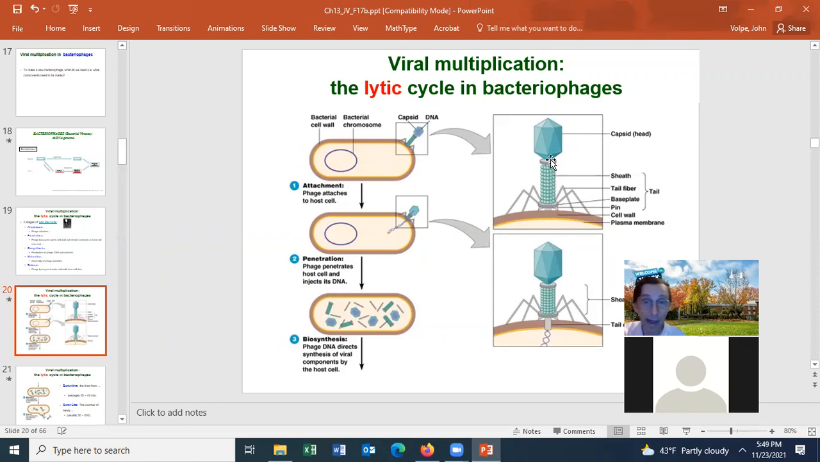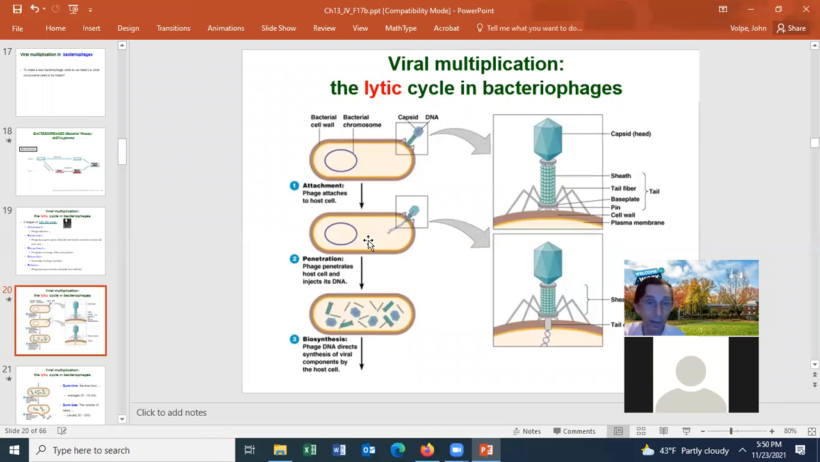And then the sheath contracts. And that puts pressure when the sheath contracts on the head, much like when you contract a needle, you put pressure on the head of the needle, injecting the contents of the needle into the tissue. Well, in this case, when the virus contracts, it injects the viral nucleic acid in the head into the cell. And then the tail removes from the cell membrane, and then the cell membrane reforms. And there we see the injection of the viral genome into the cell.